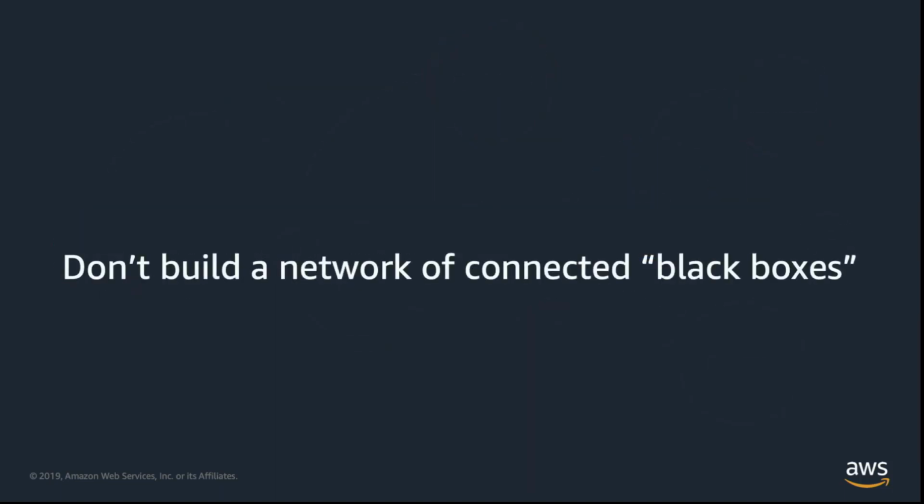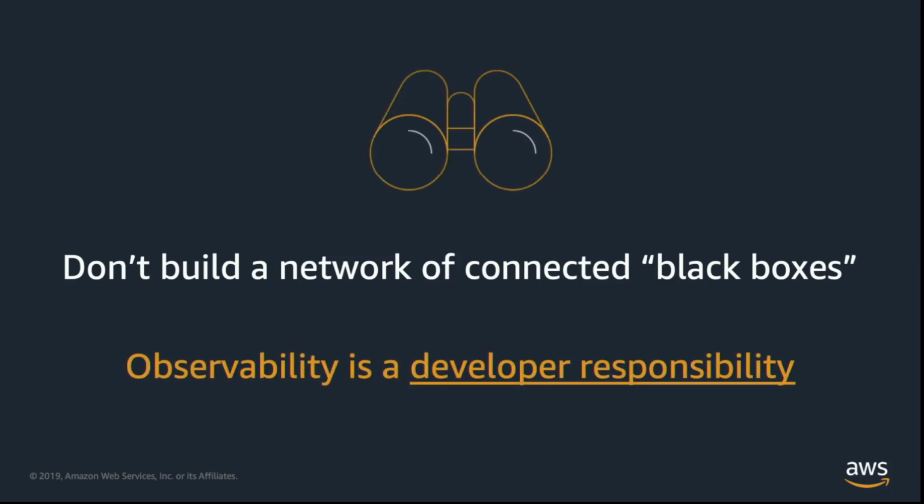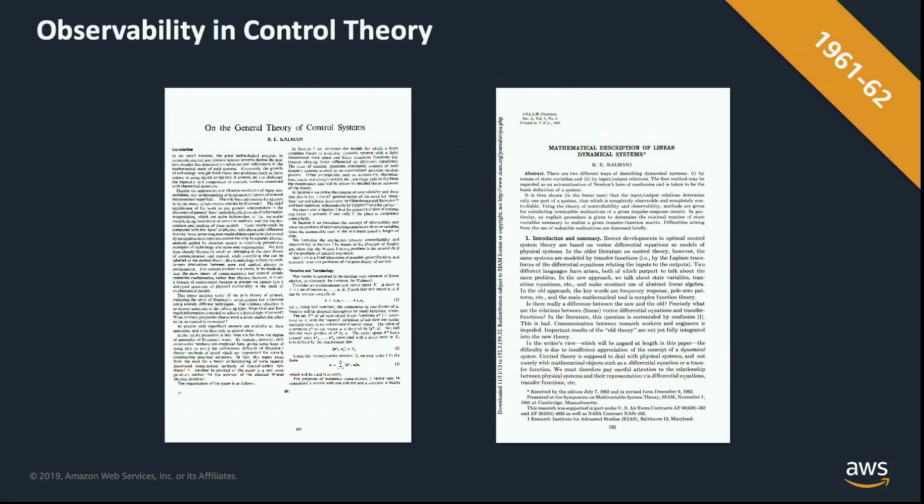And the problem with this architecture is that it's very easy to build a network of connected black boxes where every object is doing its own job, but you don't know what the whole is doing. So my first suggestion today is really to think that observability is a responsibility of whoever is building the software. It's not something that you instrument at the end, like monitoring in the past. It's something that you have to think about when you build the application. But what is observability? Observability actually comes from control theory, which is quite an old branch of mathematics.